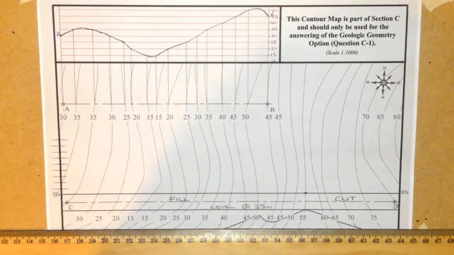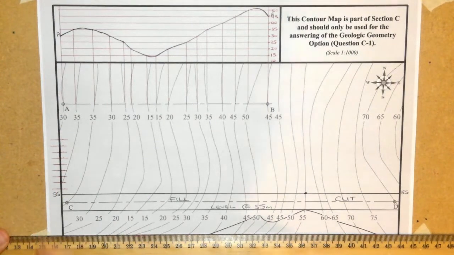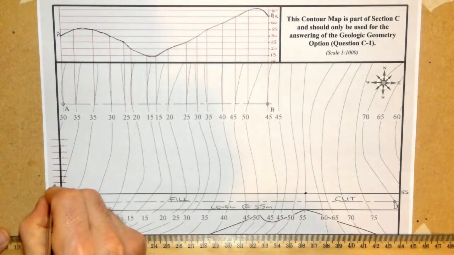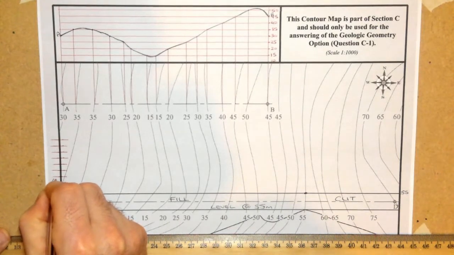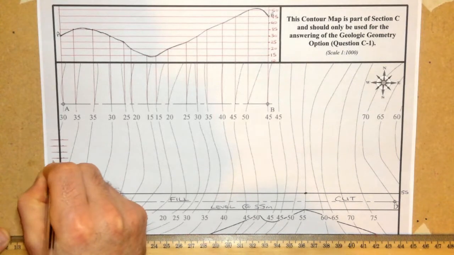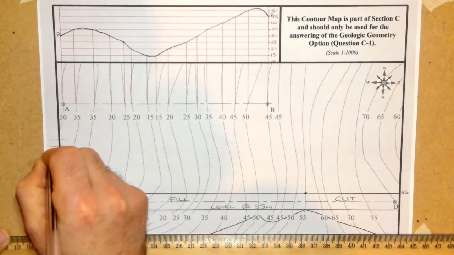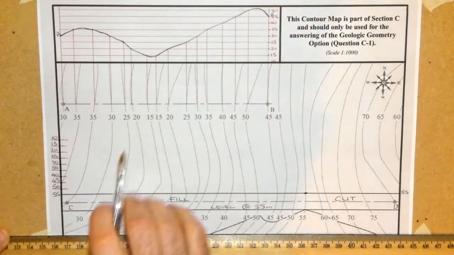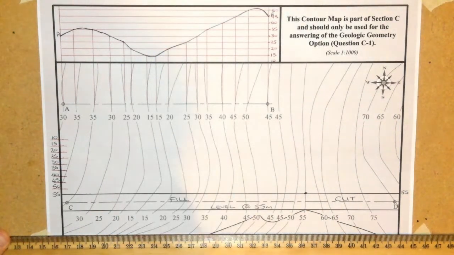Okay, so where it's fill, what we're going to do is our numbers are going to decrease away from the road. So it's going to go 55, 50, 45, 40, 35, 30, 25, 20, 15, and then 10. Even though I don't think it goes down as far as 10, but I'll just put it in.